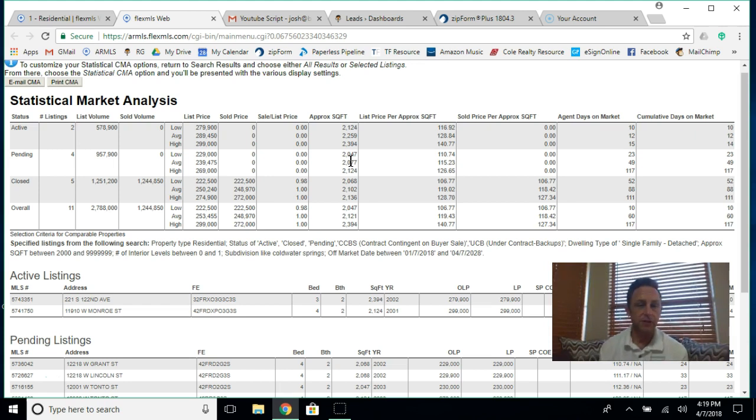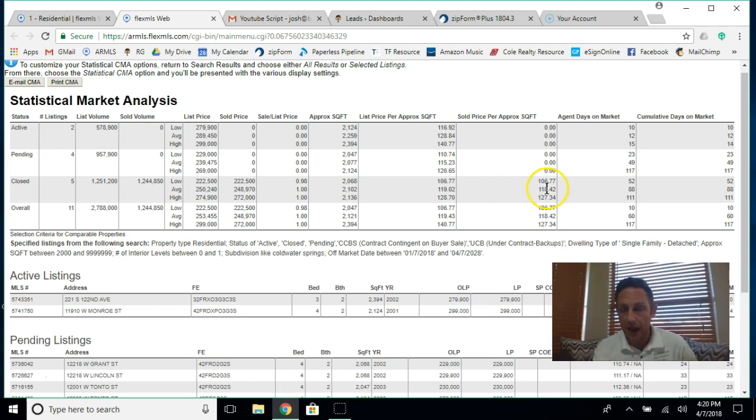You'll see that the average sold price is $248,970. But that's for a 2,102 square foot home on average. So let's say we want to take this price that these people paid and compare it to our home. What's the easiest way to do that? Well, that's where the price per square foot comes in. This is the fair way to compare a 2,100 square foot home to a 2,000 square foot home to a 2,300 square foot home in the same neighborhood.